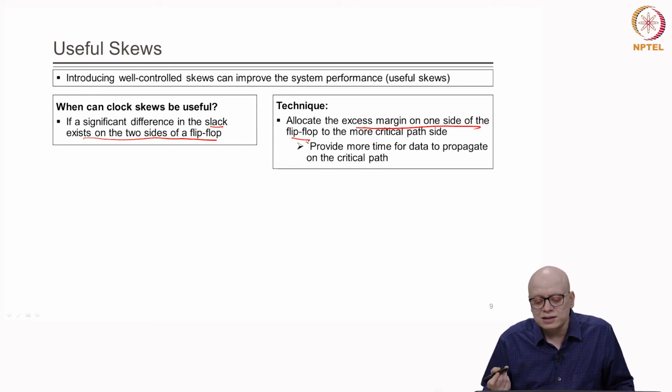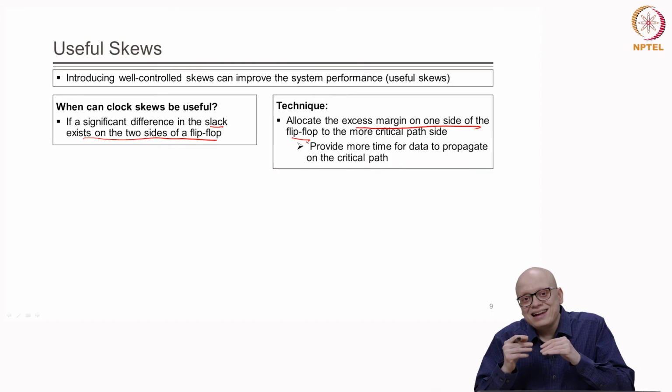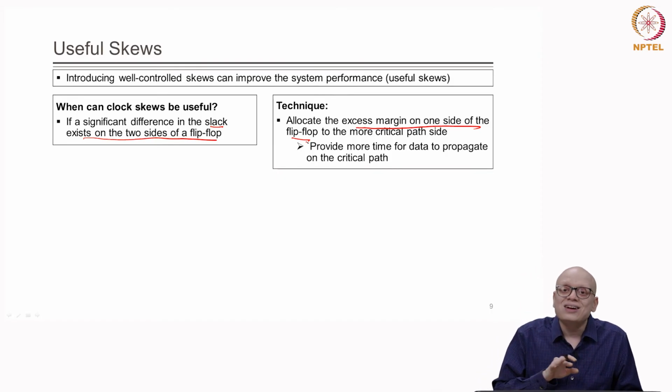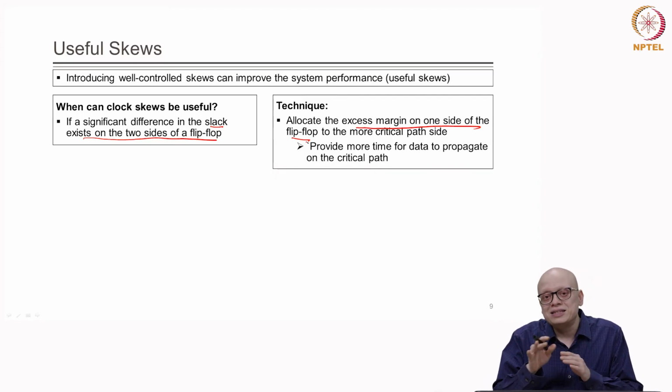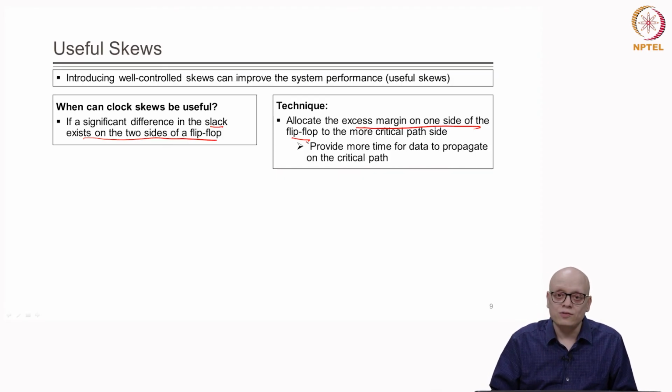It helps if we do some clock skewing, because what we are basically doing is providing more time for data to propagate on the critical path by changing the clock's skew, right. Now, how it can be done, let us see with the help of an example.